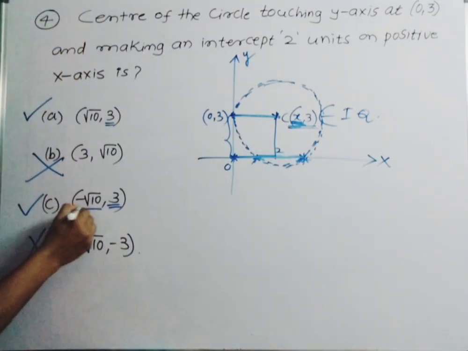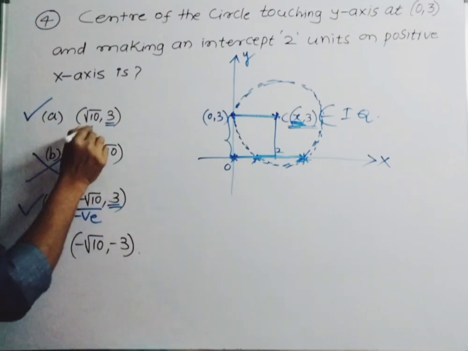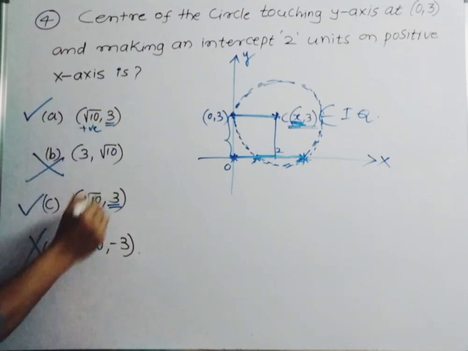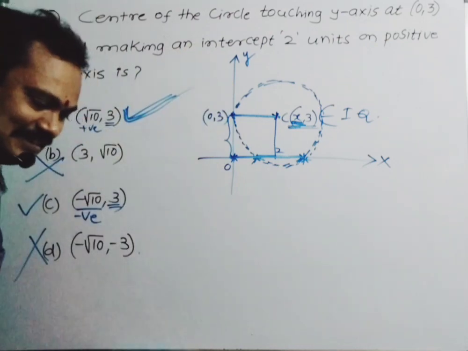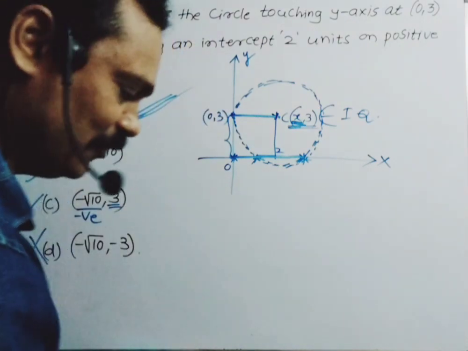Here this is negative. This is positive, right? So what's the right choice? The first option is the right choice, guys and girls. Is it clear, all of you? Chalo.